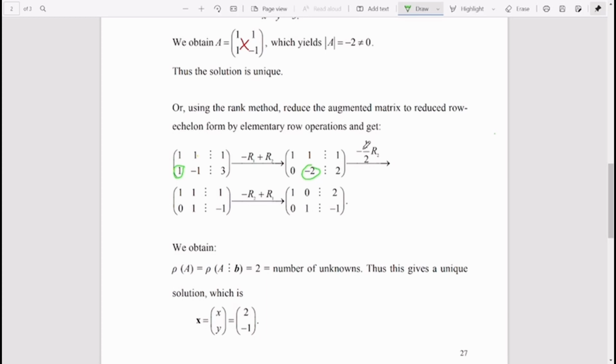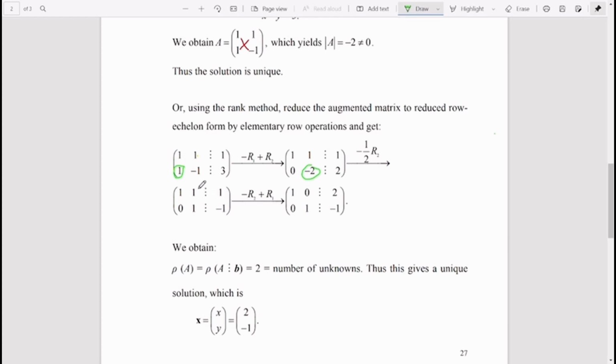Row 2, we divide by negative 1 over 2. Same as the first step, we just copy row 1: 1, 1, and 1. For row 2, we divide by negative 1 over 2. So 0 divided by negative 1 over 2 is 0, negative 2 divided by negative 1 over 2 is 1, and 2 divided by negative 1 over 2 is equal to negative 1.